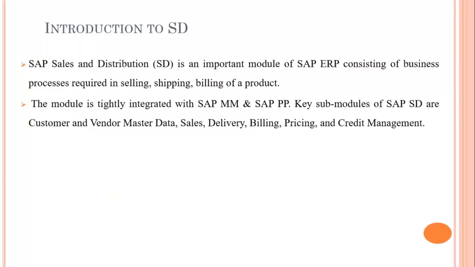It is an important module of the SAP ERP system that consists of business processes required for selling, shipping, and billing of a product. The module is tightly integrated with SAP MM and SAP PP. Key submodules of SAP SD: customer and vendor master data, sales, delivery, billing, pricing, and credit management. In later lectures, we will cover SAP MM and SAP PP.